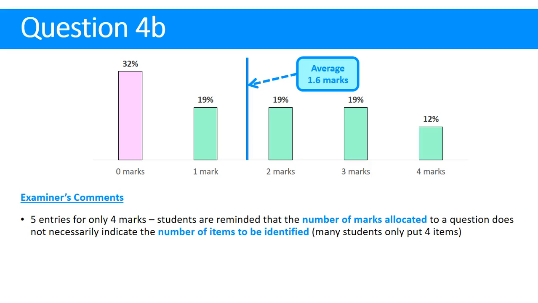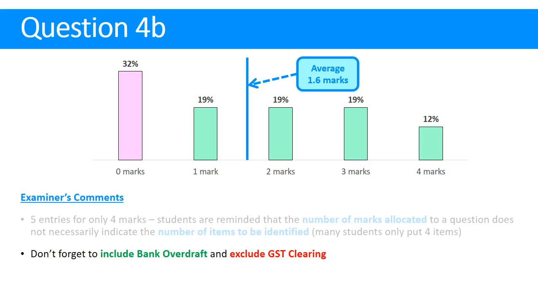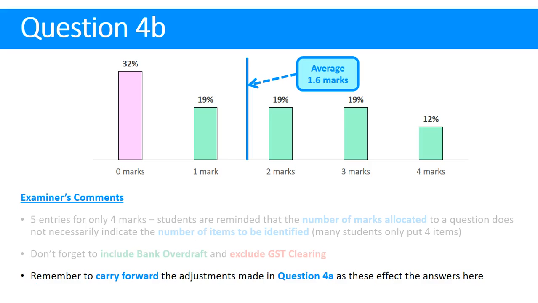As in, most students or some students only put 4 items, and in particular, a lot of them would have missed the sundry creditor called Kerr Motors. And based on that, don't forget to include the bank overdraft and exclude GST Clearing. So the tip there is to know that both of those can be assets or liabilities. Just make sure you know what it means when it's a debit versus what it means when it's a credit. And lastly, remember to carry forward the adjustments you made in question 4A, and these will affect the answers that you get in 4B.